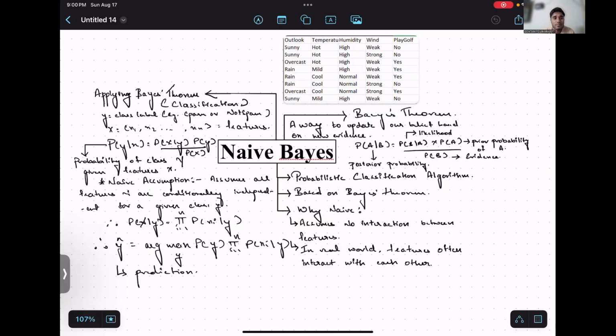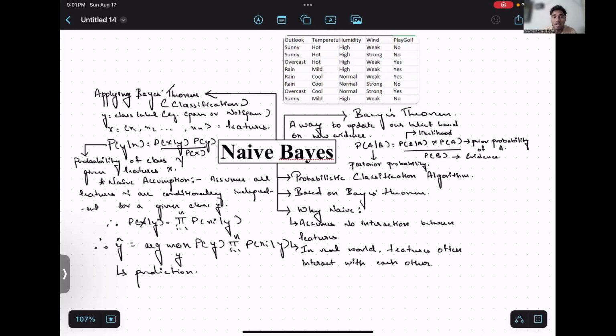What is naive Bayes? At its core, naive Bayes is a probabilistic classifier algorithm based on Bayes theorem. It is called naive because it assumes that every feature in your data is independent of all the other features given the class name. Why is this assumption naive? Because in real-world data, features often interact with each other. But surprisingly, despite this simplification, naive Bayes works very well in many applications like spam filtering, sentiment analysis, and medical diagnosis.